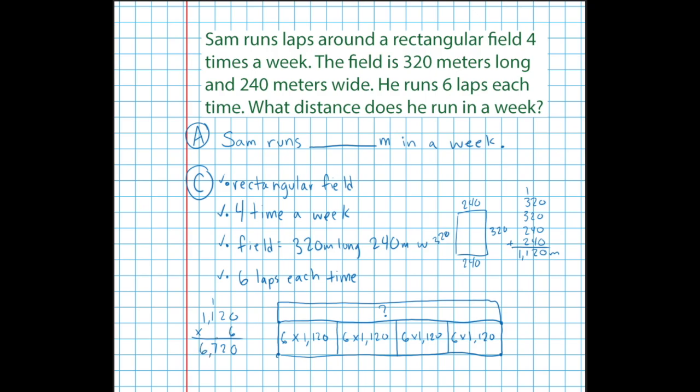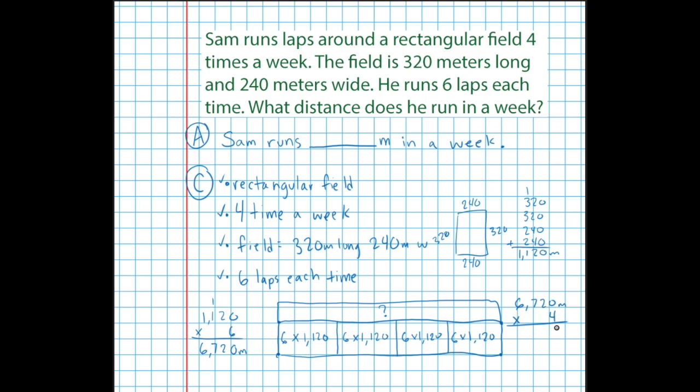So there I have one day of laps gives us 6,720 meters of running. Wow, that's a lot of running. But that's only for one day. We still need to know how many meters Sam runs in a week. So let's take that 6,720 meters and we're going to multiply it times 4 since that's the number of times Sam visits the park to run his laps.